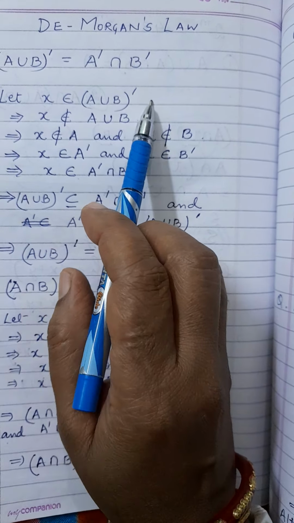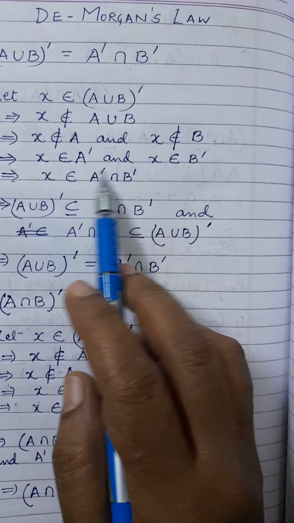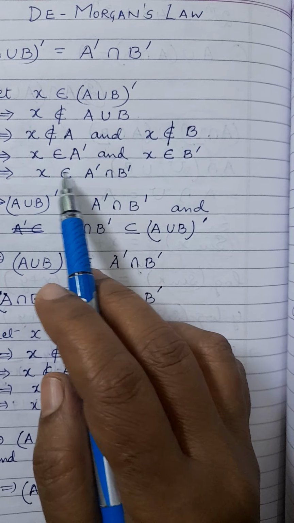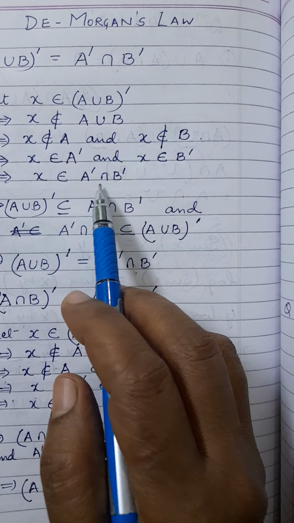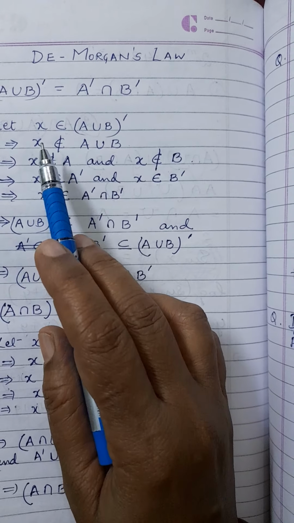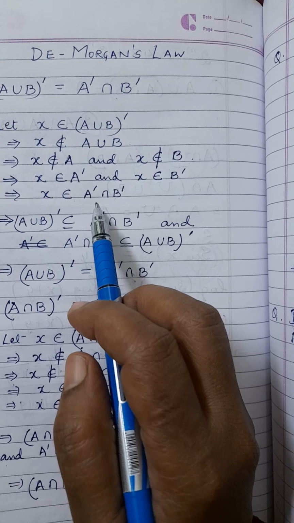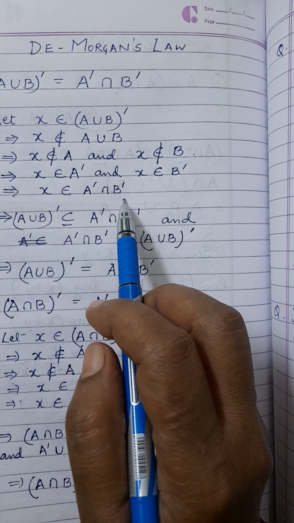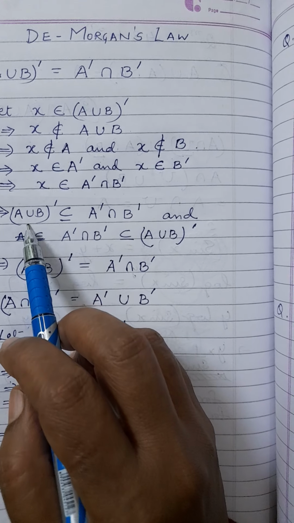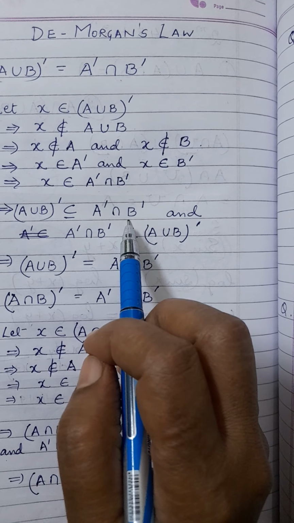So if x does not belong to A, it means x belongs to A', and x does not belong to B means x belongs to B'. If I combine them, there is an 'and' sign in between. So we will say that x belongs to A' intersection B', right? And x belongs to (A union B)' is now concluding that x belongs to A' intersection B', which will imply that (A union B)' is a subset of A' intersection B'.